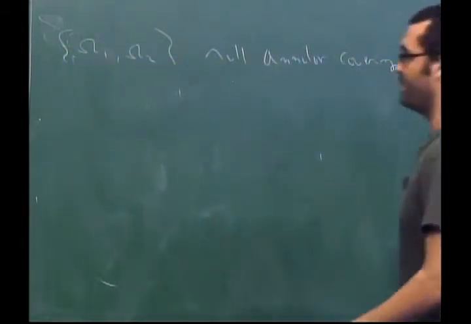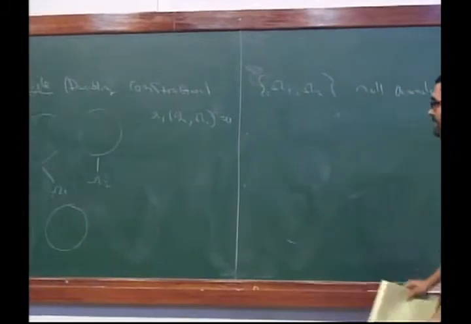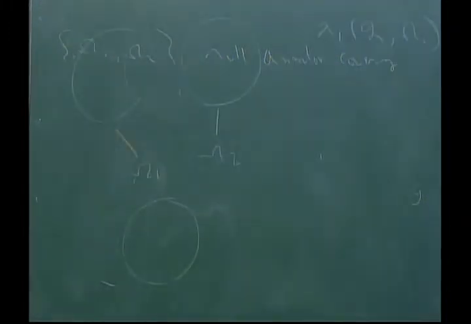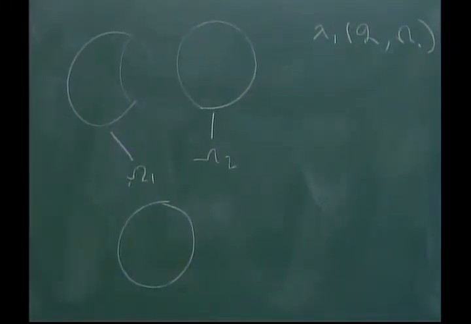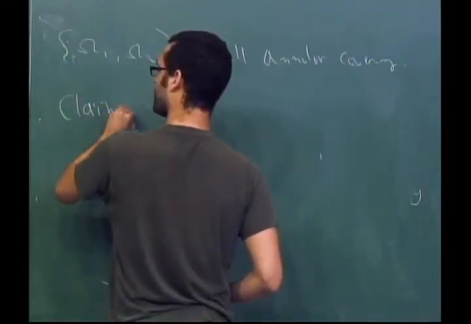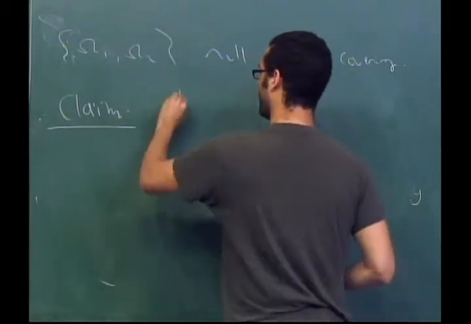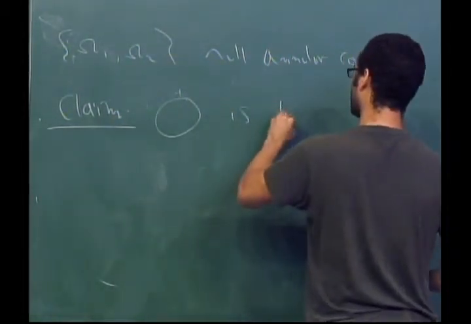Right. So I'm assuming we have a nice minimal sphere, rotationally symmetric, and it has a covering like this by surfaces, by disks, two disks with a zero first eigenvalue for the stability operator. Then I claim the following thing, that this nice rotationally symmetric sphere is doublable.